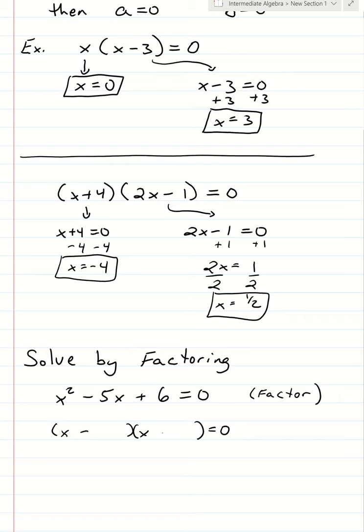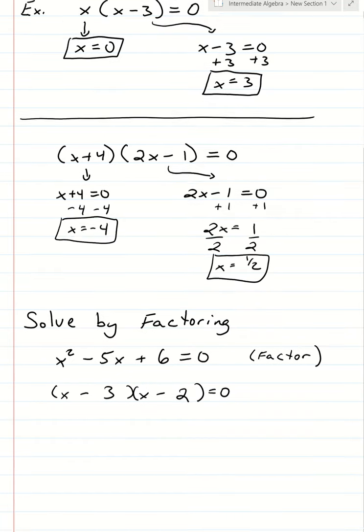So I'm going to put a minus sign here and a minus sign here. And now I need to think of the factors of 6, two negative numbers that multiply to 6 and add up to 5 would have to be 3 and 2.